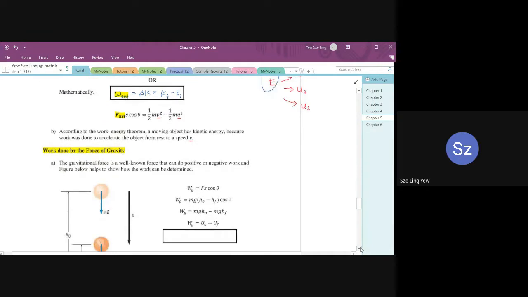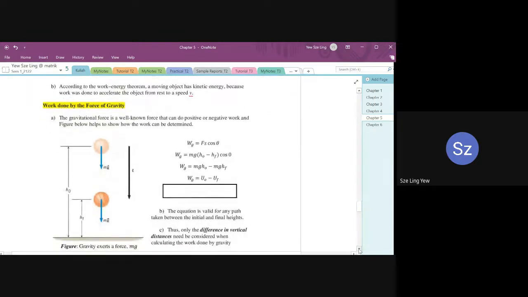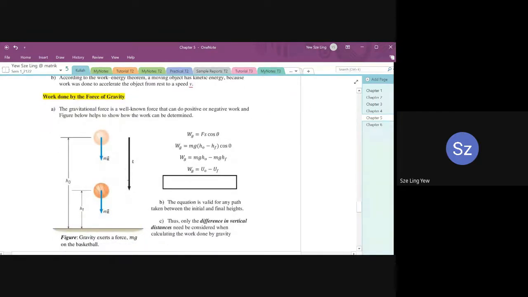All right. So work done by the force of gravity. Gravity also does work, okay, if you drop an object. So gravitational force is a well-known force that can do positive or negative work. The figure below helps to show how the work can be determined. So WG equals Fs cos theta. If you look at this diagram, now you drop this object. So S is going down.